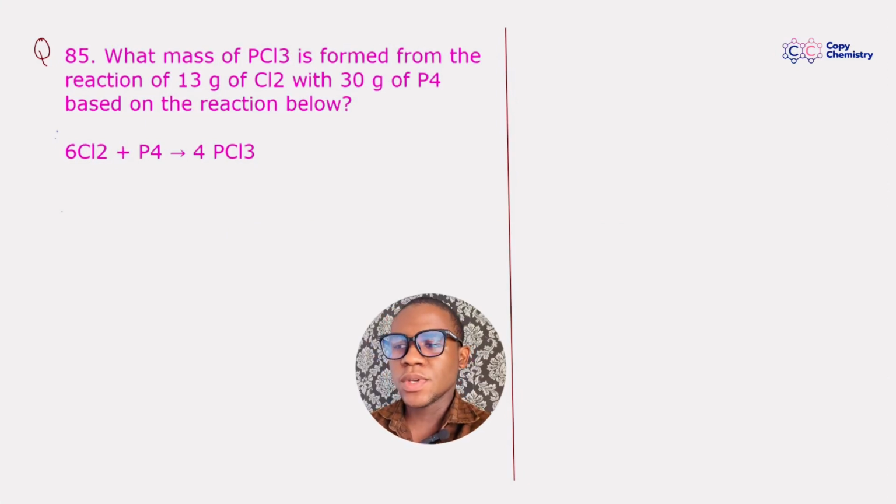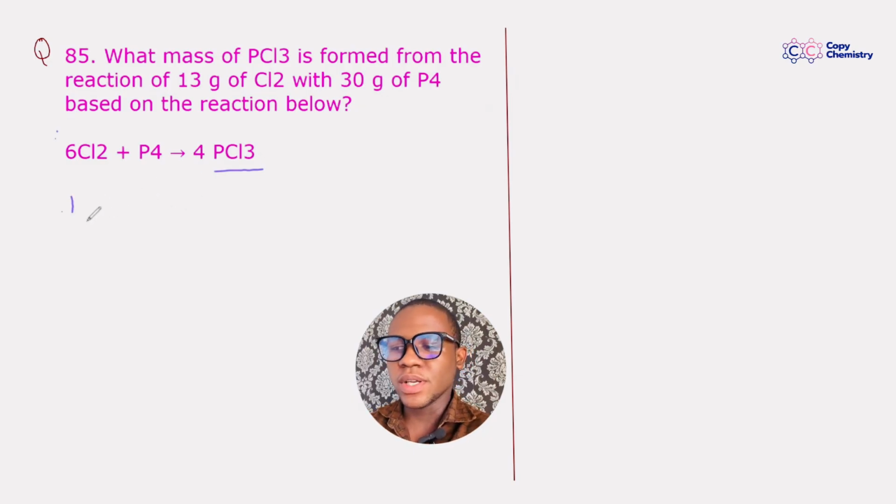All right, so this is question 85 on stoichiometry. What mass of PCl3, that's our product, is formed from the reaction of 13 grams of Cl2 with 30 grams of P4 based on the reaction below? So we're given the masses, yeah? Let's convert that to moles already.